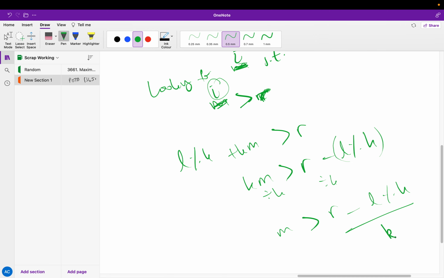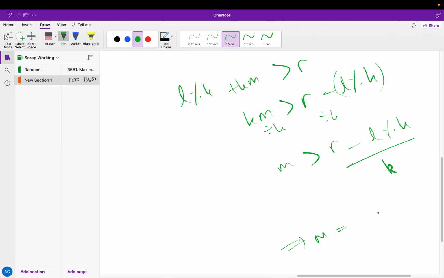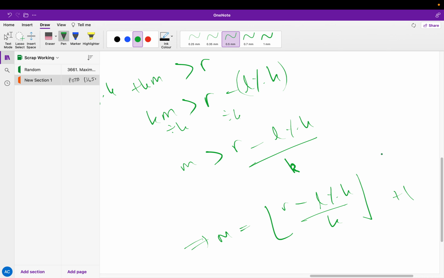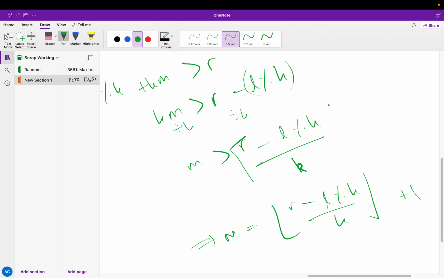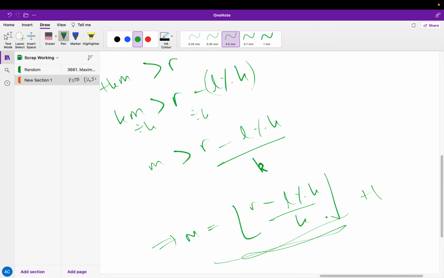So therefore, I think M should equal the floor of this plus 1. Because if we do ceiling, then if this is already an integer, it will stay an integer and M will not be strictly greater than, it will equal it. So that's a problem. So we're going to floor it to make it an integer, and regardless, we'll add 1. And I think this should satisfy the situation. So I think this is my formula.